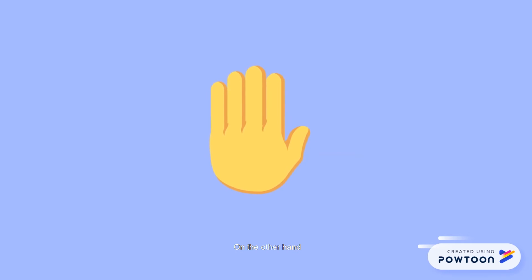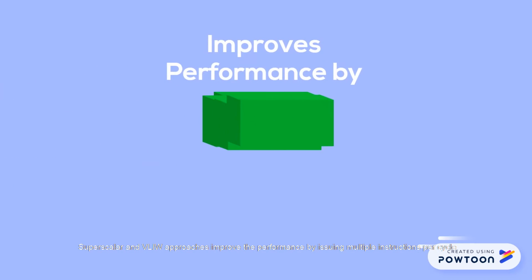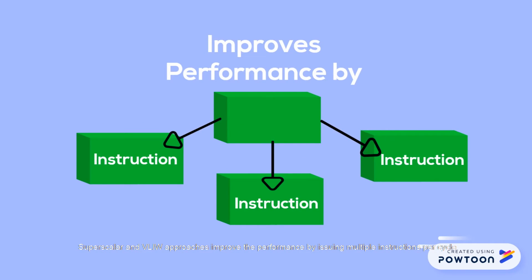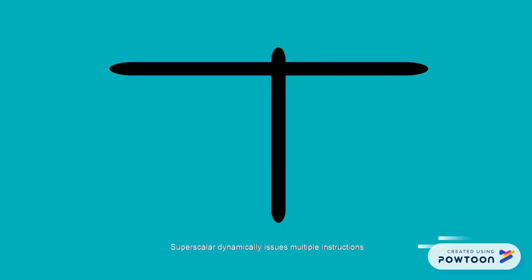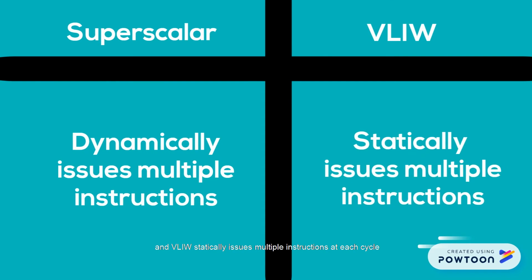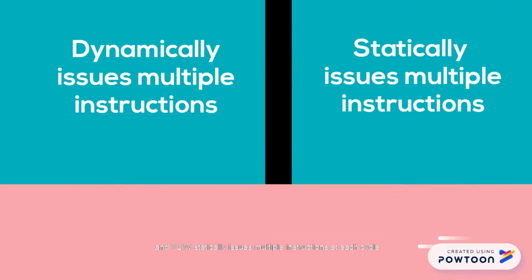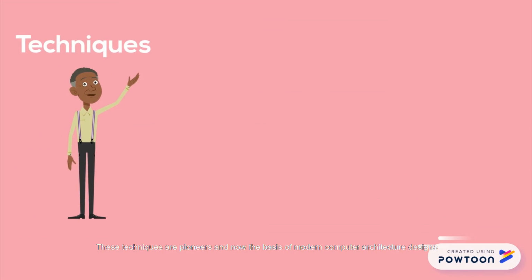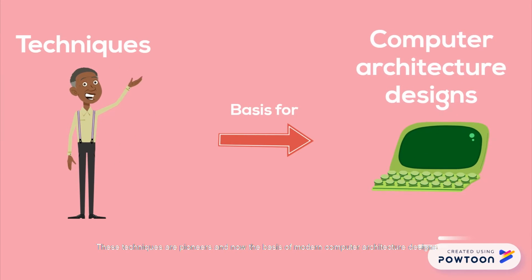On the other hand, superscalar and VLIW approaches improve the performance by issuing multiple instructions per cycle. Superscalar dynamically issues multiple instructions, and VLIW statically issues multiple instructions at each cycle. These techniques are pioneers and now the basis of modern computer architecture designs.